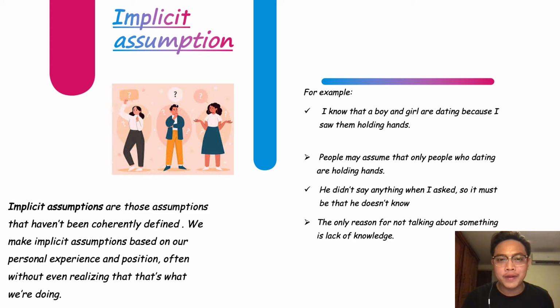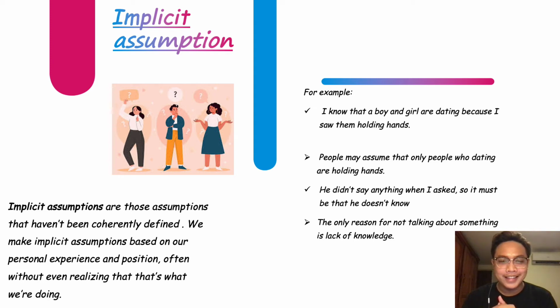People may assume that only people who are dating hold hands, because of what they have seen or their personal experiences. They think that when different genders are holding hands, it means the 2 people are dating each other, but they haven't thought about other ways. Maybe that boy and girl are very best friends, or maybe they are siblings holding hands to go somewhere they really want, or maybe they are very close but do not date each other. So people assume based on their experiences and what they have seen before.